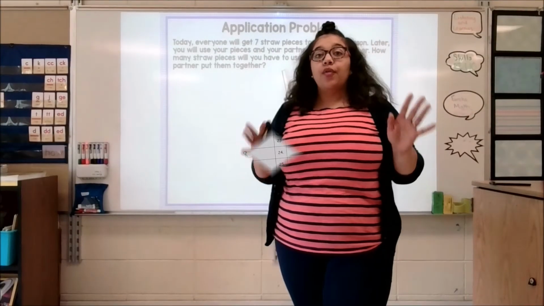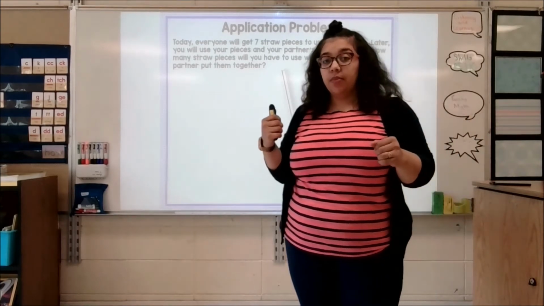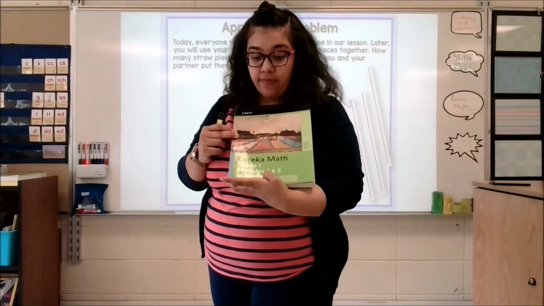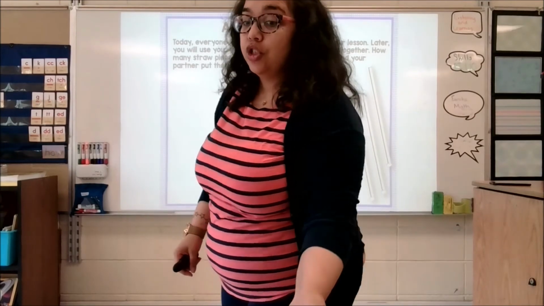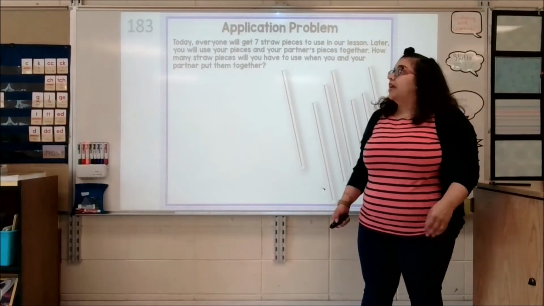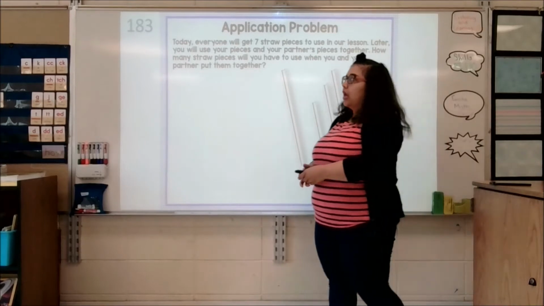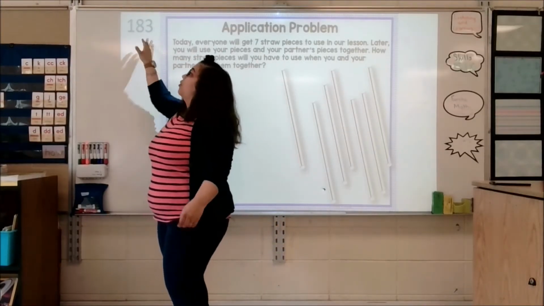Great work on that sprint. Let's go ahead and keep going with our application problem, which, as always, is in our Learn book. So remember, I said 4 and 5. Well, now we're on Module 5. So it should say Lesson 1 again at the top. This application problem can be found on page 183. The digits are 183.